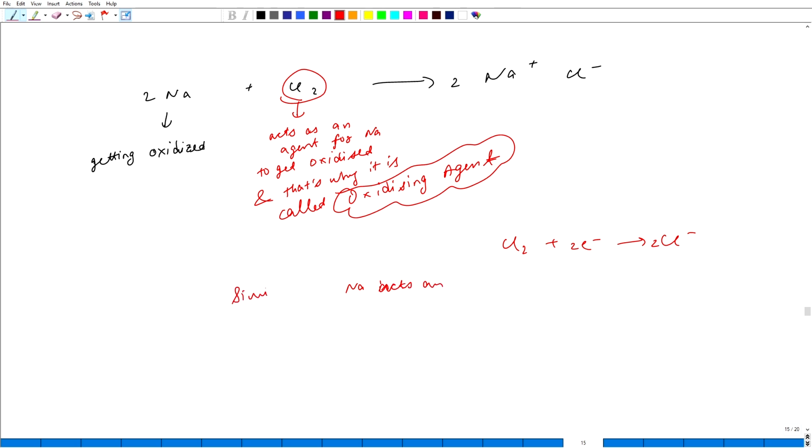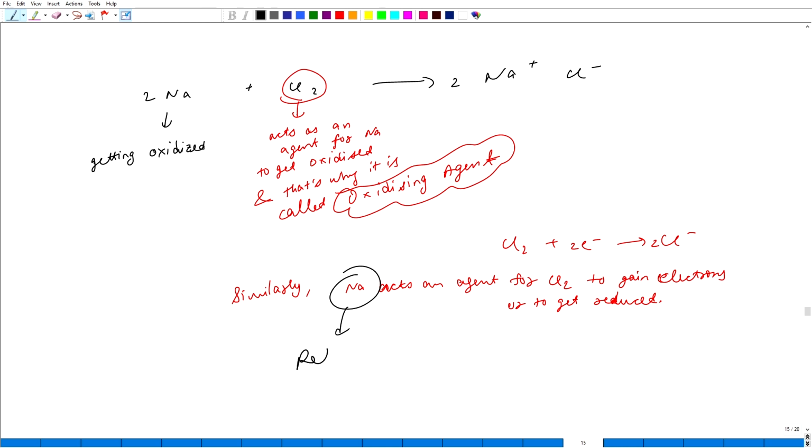I am saying similarly, sodium acts as an agent for chlorine to gain electrons or to get reduced. Okay. That is why we will say this sodium is what? Reducing agent.